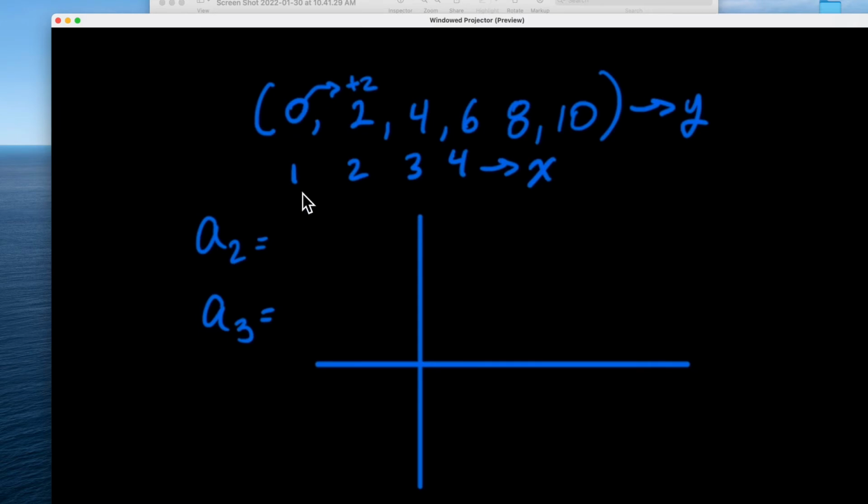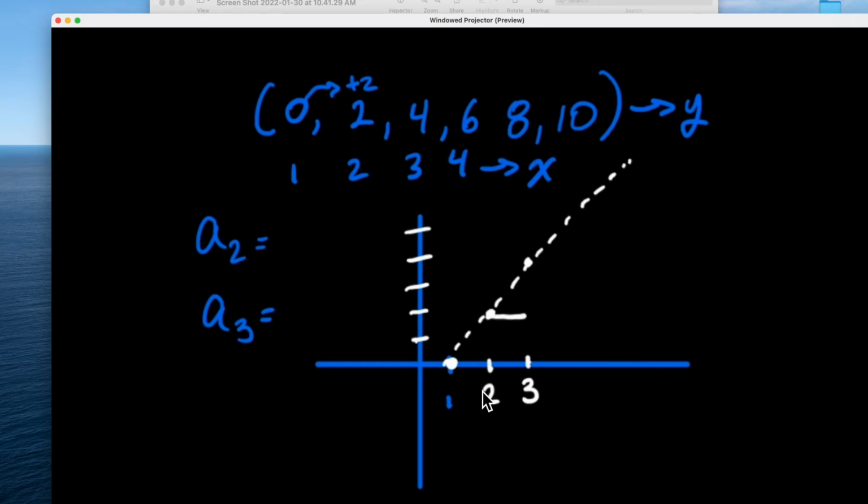Okay. So in the first position, when n equals 1, the output is 0. That keeps us right on the x-axis. At position 2, with n equal to 2, we are now at 2. The input is 2, the output is 2. Next, when n equals 3, we are up to 4 on the y-axis. 1, 2, 3, 4. Like so. So folks, this will be your graph.